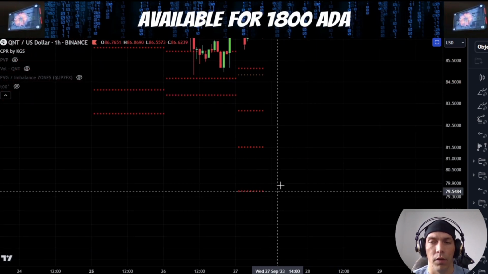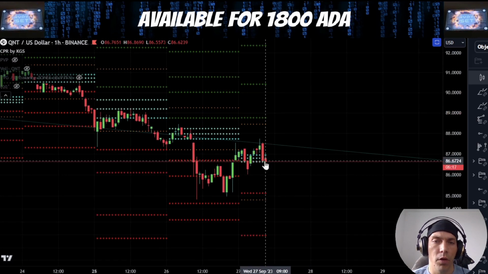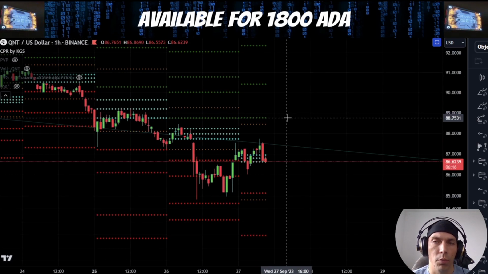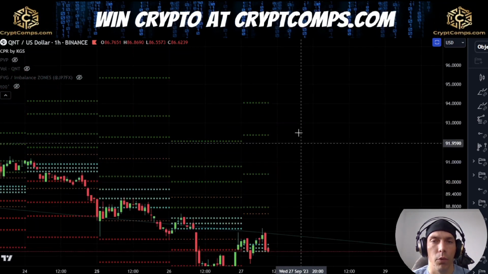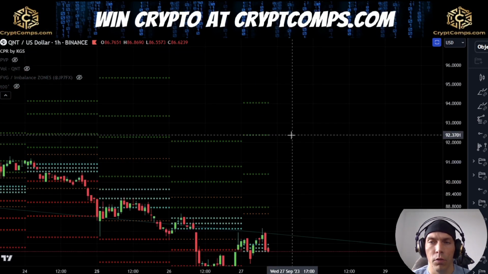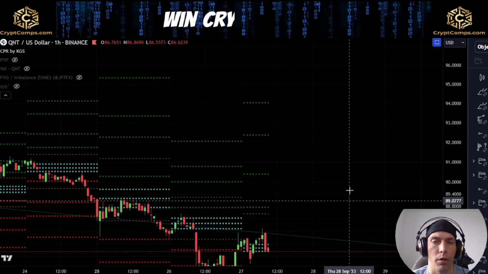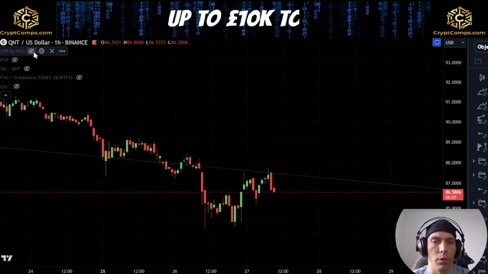81.52 and this 79.54. If we do see price looking to rally off this point, what we could potentially see here is a move up towards 88.75, 90.44, 92.37 and this 94.05 as potential targets for today.